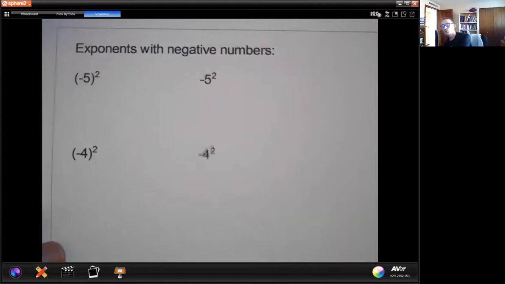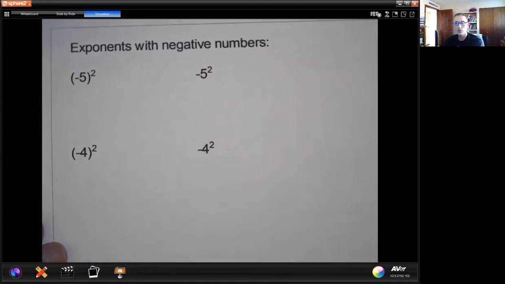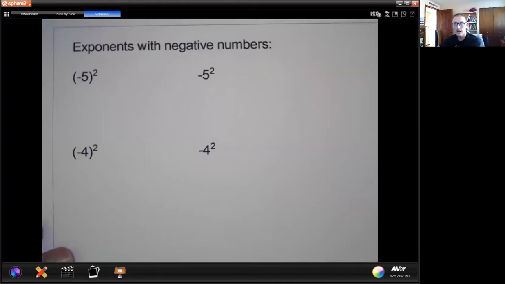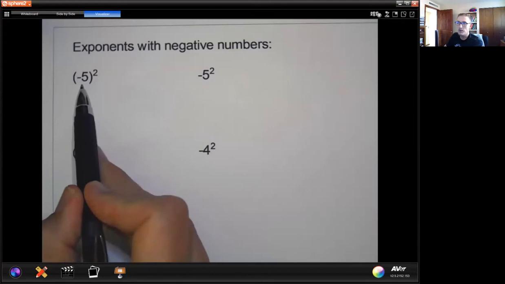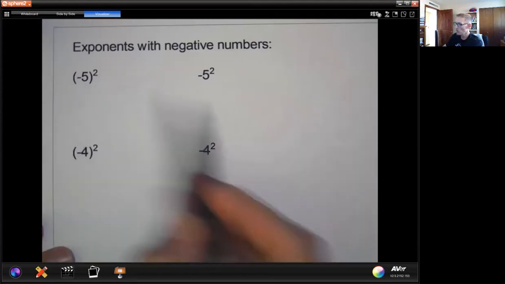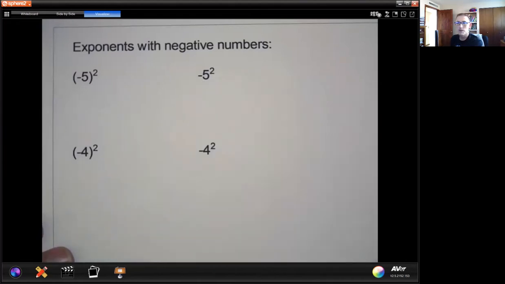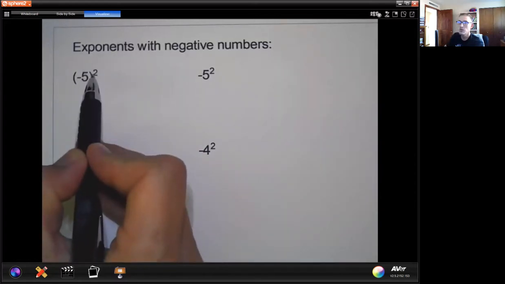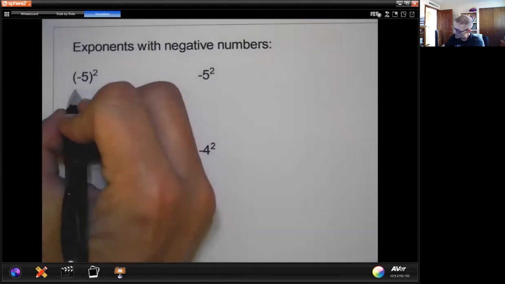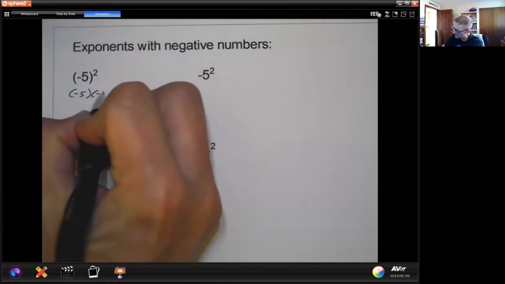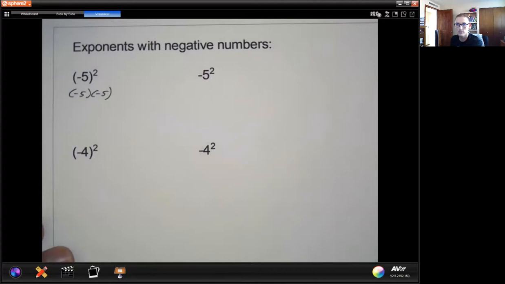For the honors class, we're going to add an additional component that's going to come into our order of operations. And that's using exponents on negative numbers, because how it's written will impact what we do. I can have negative 5 in parentheses squared, or I can have negative 5 not in parentheses squared. Remember, squared means multiplied by itself. This 2 is touching the parentheses, which means this is negative 5 times itself twice.